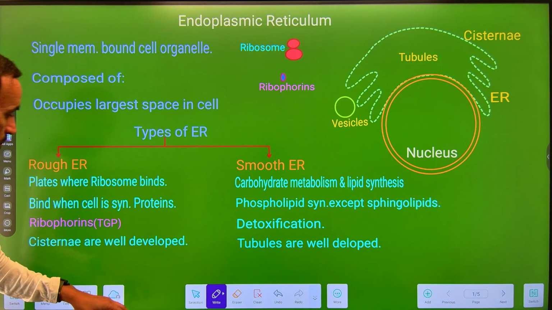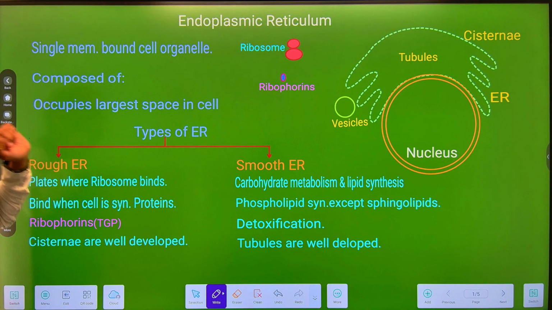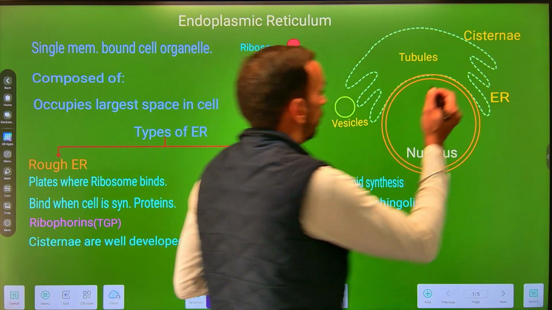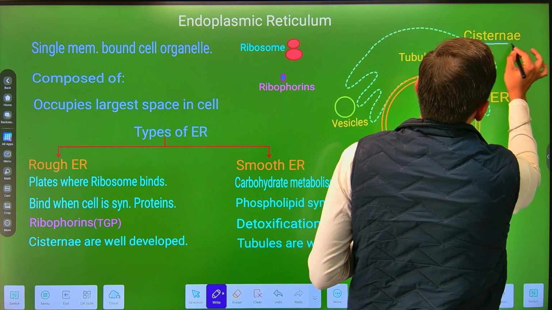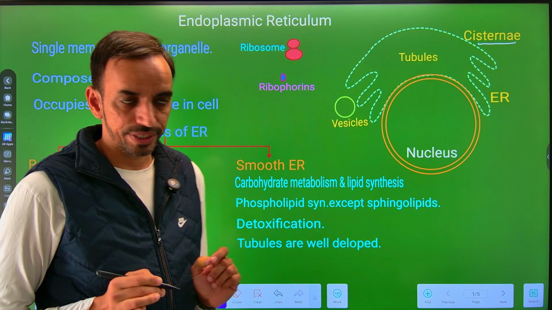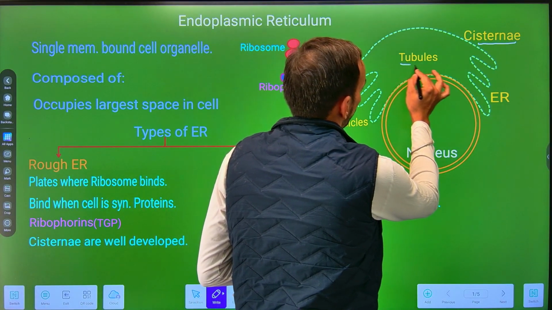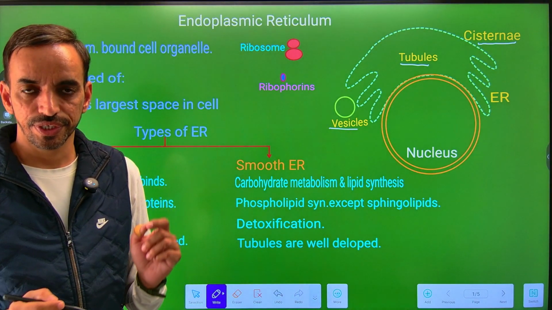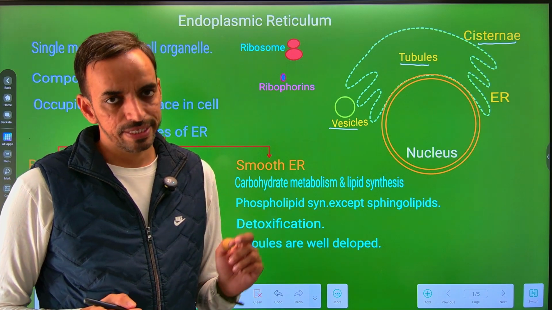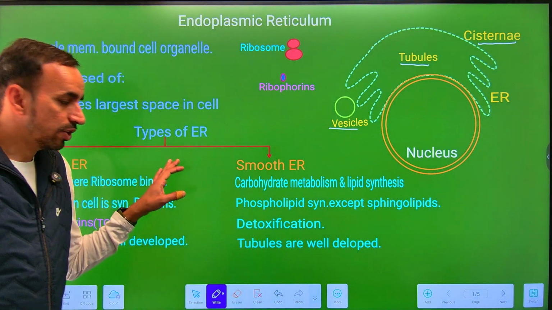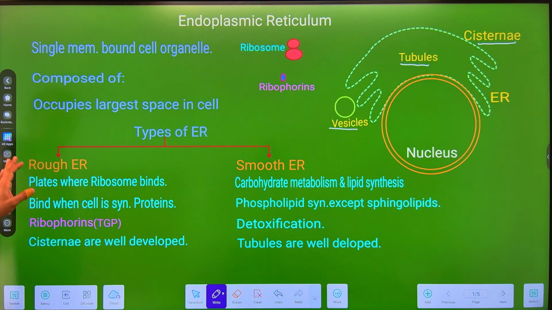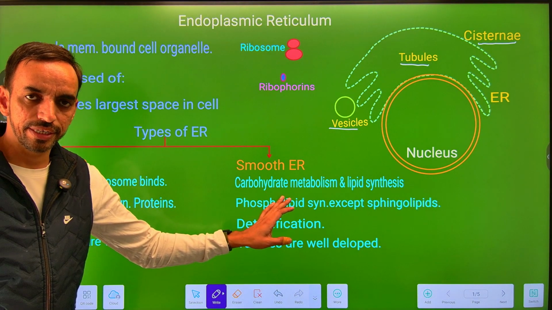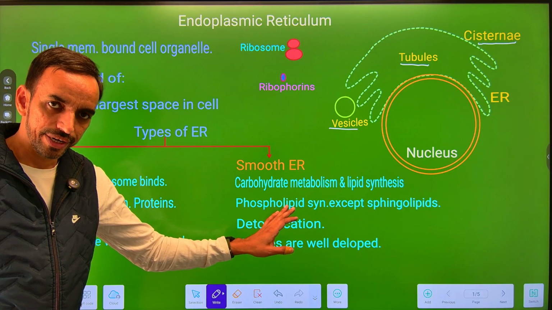Now this endoplasmic reticulum is generally composed of three things. There are flattened plate-like structures which are known as cisternae, and there are tubules and vesicles. So it is generally composed of cisternae, tubules and vesicles. Now the endoplasmic reticulum is mainly of two types: the rough endoplasmic reticulum and the smooth endoplasmic reticulum.